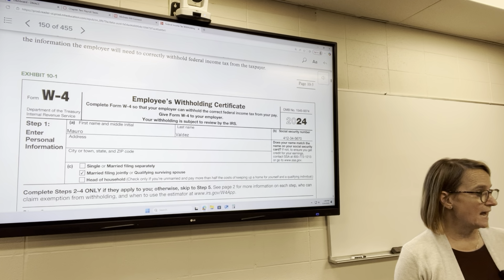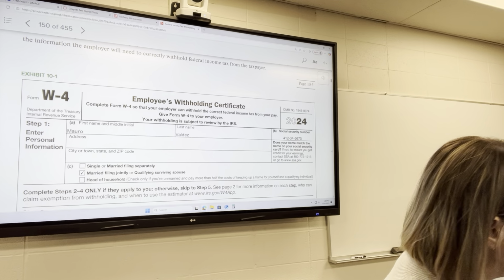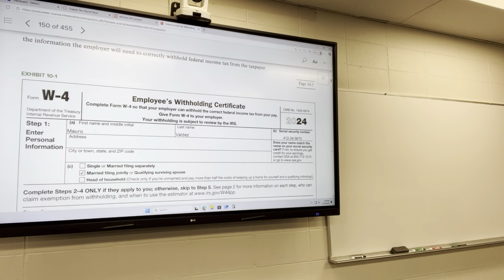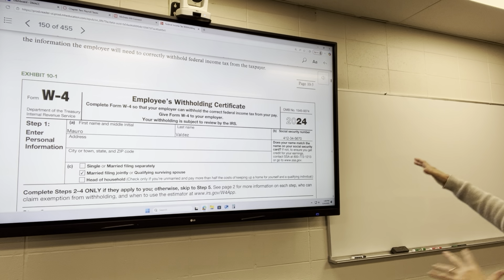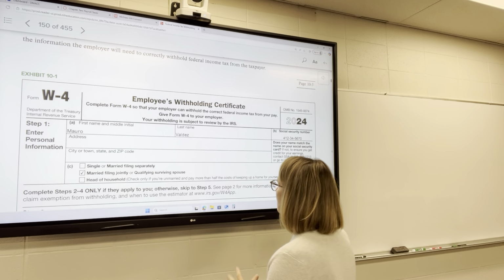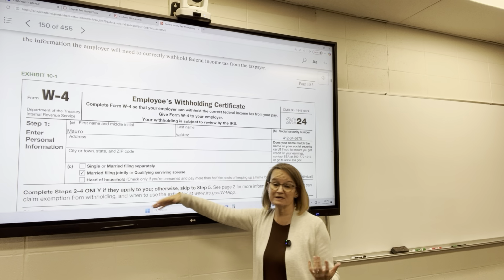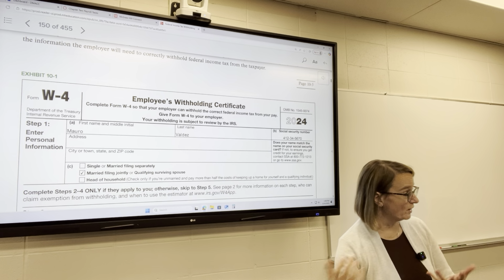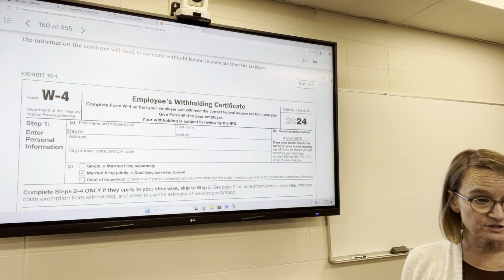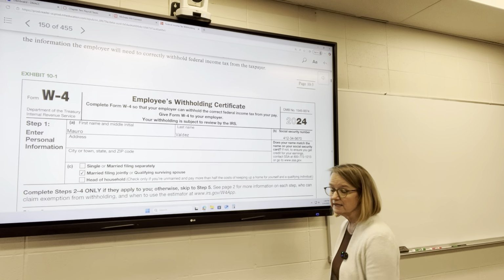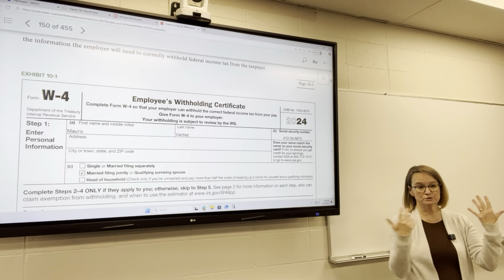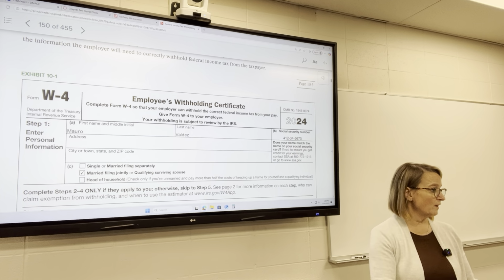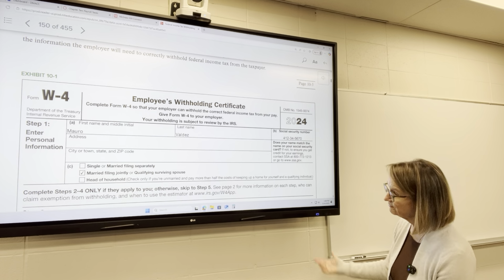So they'll fill this out when they first start work at an employer, or when there's been some sort of change to their personal life that would be reflected on the W-4. One of those changes would be filing status. So if you were single and you got married during the year, you'd want to fill out a new W-4 to reflect that change. If you were married and you got a divorce or your spouse passed away, you'd want to fill out a new W-4 to reflect that change.